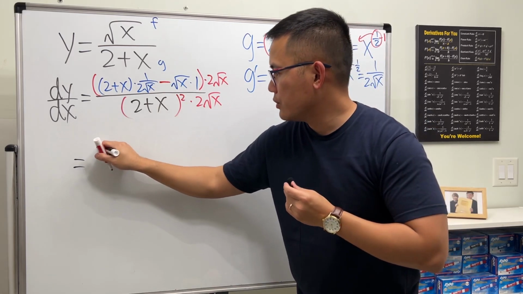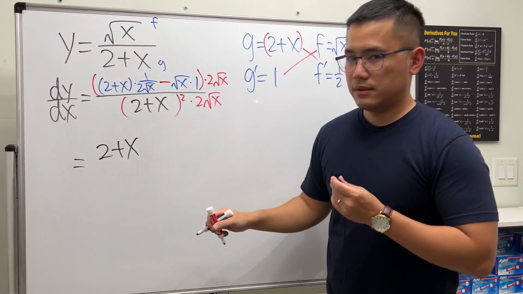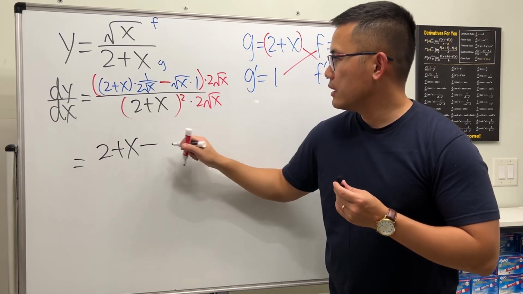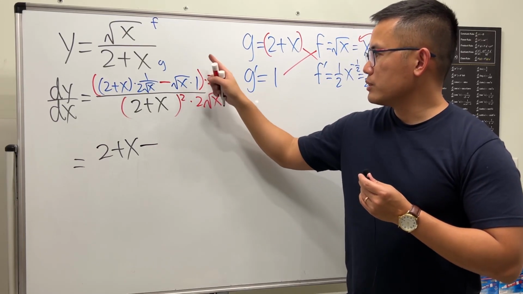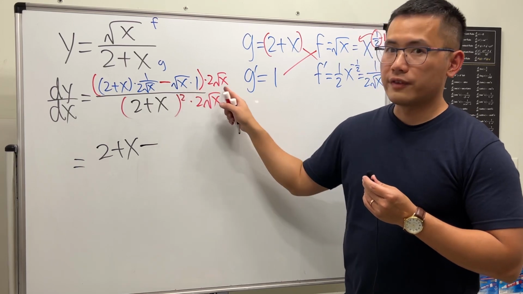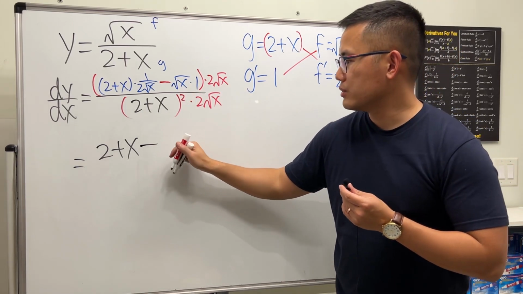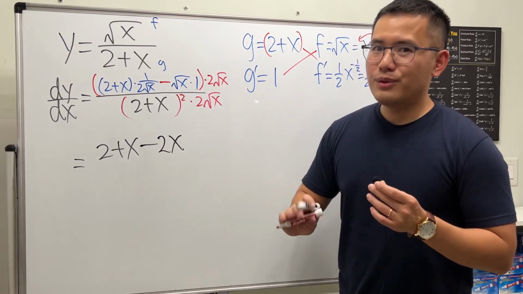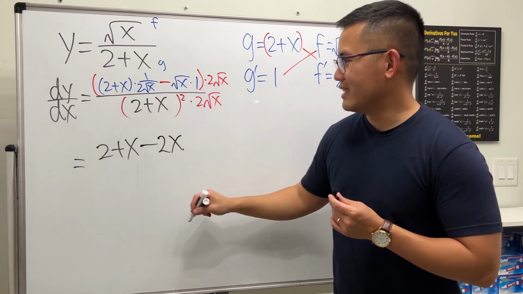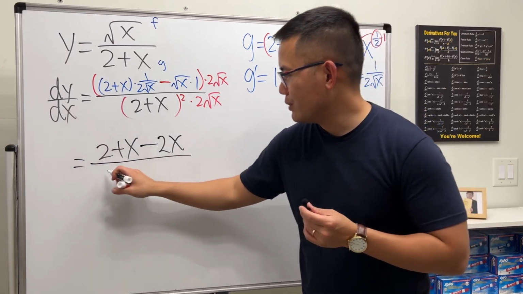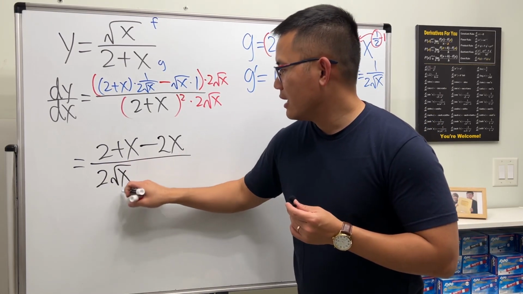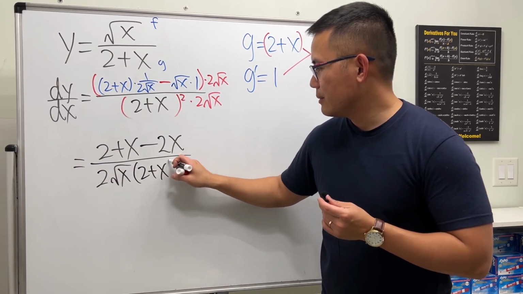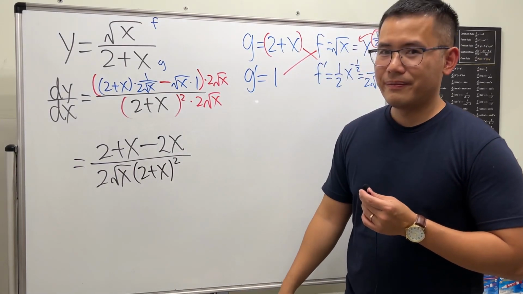Let's write that down. 2 plus x. Okay? They cancel out. Then minus 2 times 1 just 2, and then square root of x times square root of x is just x. So it's minus 2x. Okay? On the bottom, don't multiply them out. It's okay, just leave it. So over, we have 2 square root of x. They go first, and then we have that 2 plus x parentheses squared.